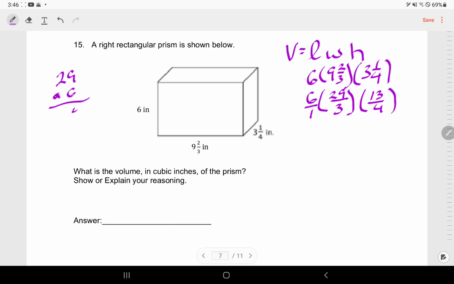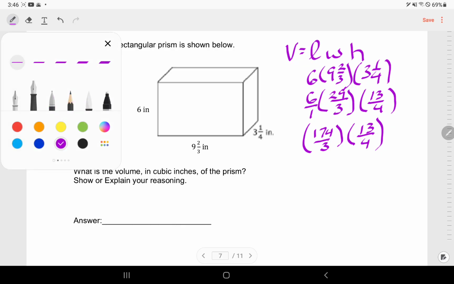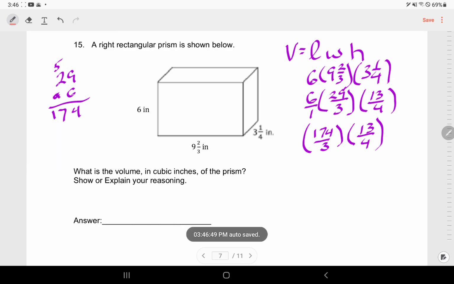6 times 9 is 54, carry 5. 6 times 2 is 12, plus 5 is 17. 3 times 1 is 3. Well, so now I've got 174 over 3 times 13 over 4. Now, I know what I would do here. I would simplify and make the numbers a little easier, but you don't have to. In fact, some of you might even get confused, and I don't want to confuse you.